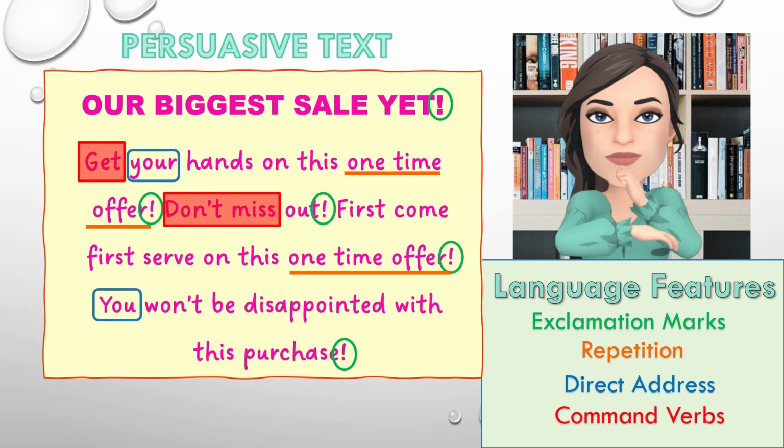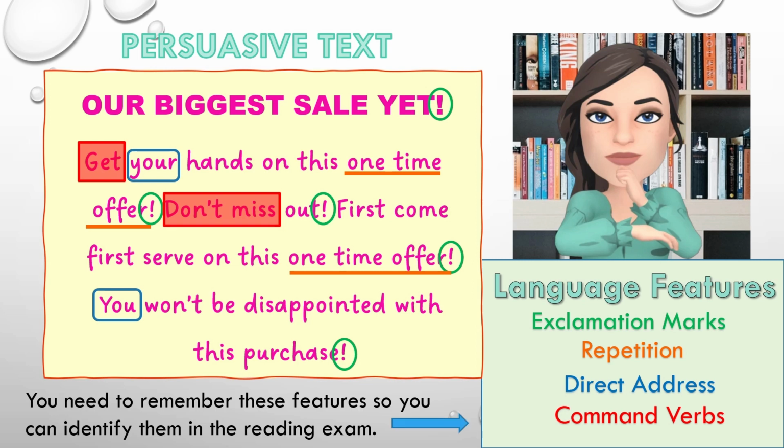So it makes you become part of the text and involved without voluntarily becoming involved. And finally, the use of command verbs like get and do not miss. This makes it seem as if there's no other option but to obey these commands, and it's quite persuasive.